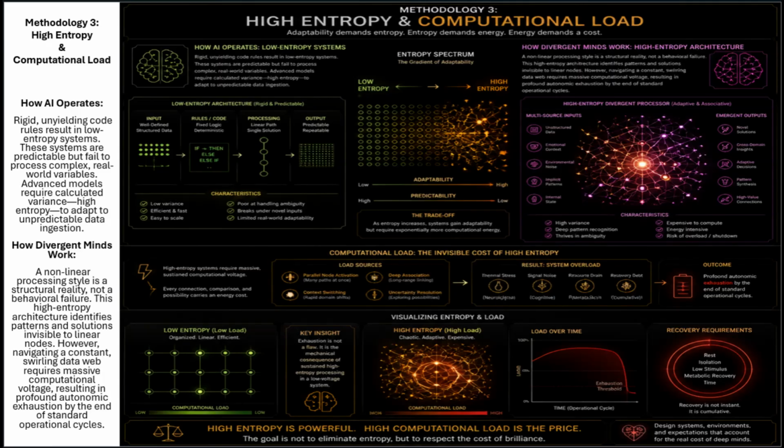How divergent minds work. A nonlinear processing style is a structural reality, not a behavioral failure. This high-entropy architecture identifies patterns and solutions invisible to linear nodes. However, navigating a constant, swirling data web requires massive computational voltage, resulting in profound autonomic exhaustion by the end of standard operational cycles.